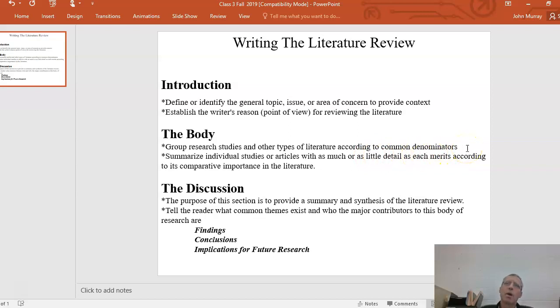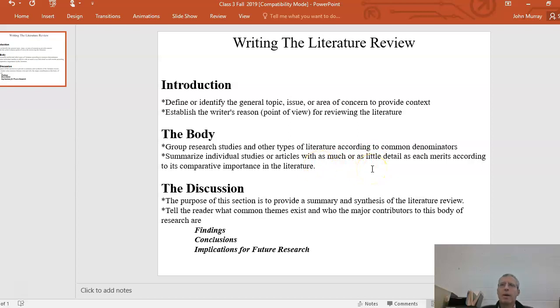Maybe 4 of my articles are grouped together because they had a finding that this was true about this particular topic, and another 3 articles are put into another grouping because they found that something else was learned about the topic. It's up to you as the researcher to group them in meaningful ways, and then your headings in this section would correspond to whatever themes emerged from that. It says to summarize individual studies or articles with as much or as little detail as each merits, according to the comparative importance of the literature.